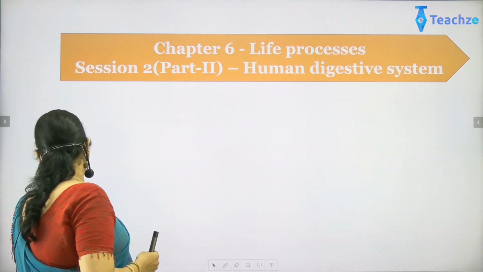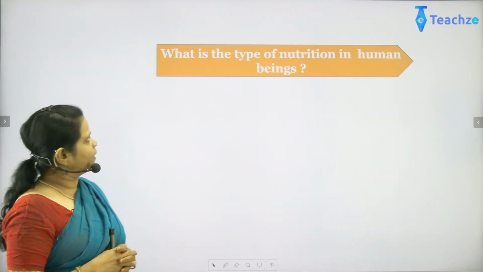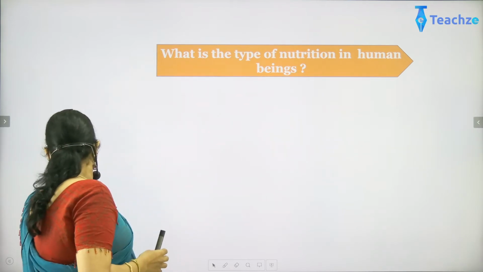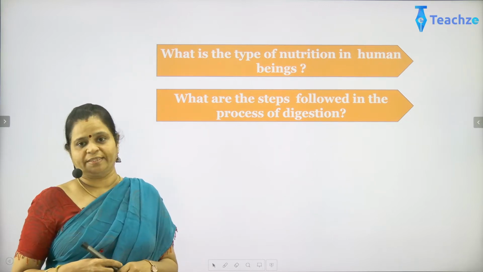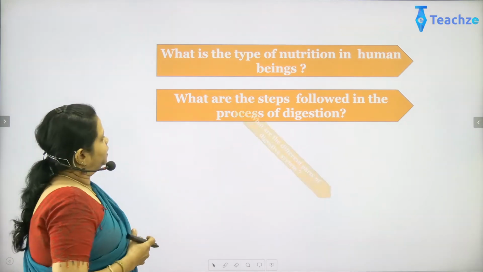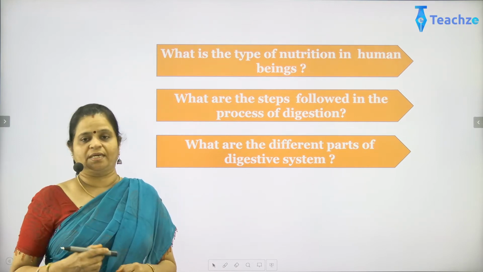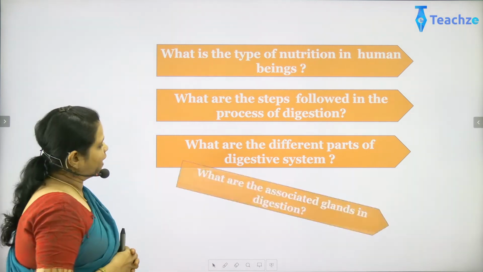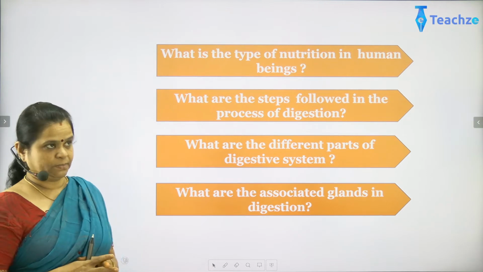So what are the different subtopics we are going to take in this? The first one will be what is the type of nutrition in human beings. The second one will be what are the steps followed in the process of digestion. Then, what are the different parts of the digestive system? We are going to understand the different parts of the digestive system. Then we'll be looking at the glands associated with the digestive system.